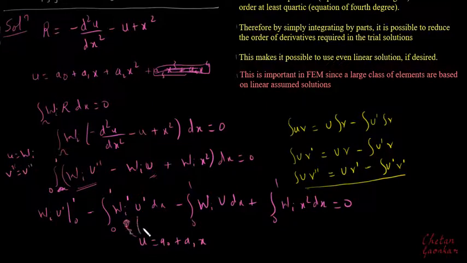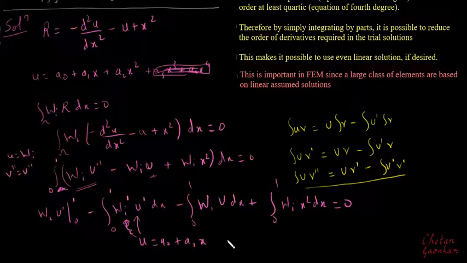Sorry, not here, but I can just substitute this here, because this u dash is nothing but du by dx, and this trial function is sufficient for this. So this makes it possible to even use the linear solution if desired. So this integration by parts allows us to even use the linear solution.